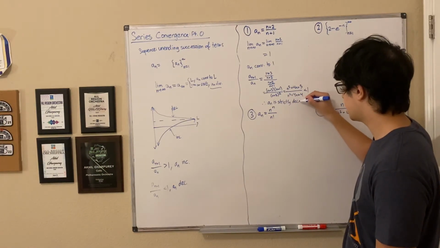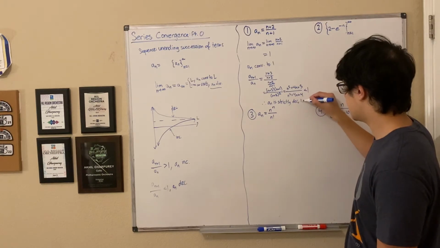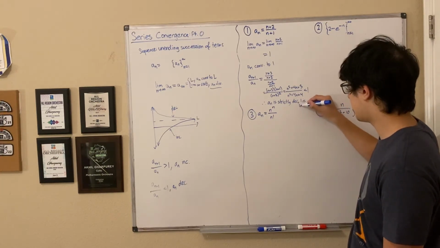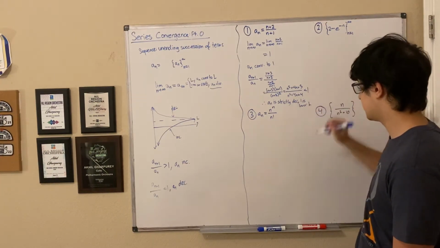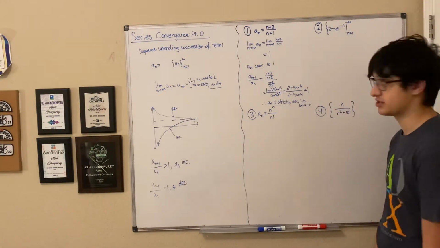making 1 a lower bound. I'm just going to abbreviate lower b because I don't have space to write.